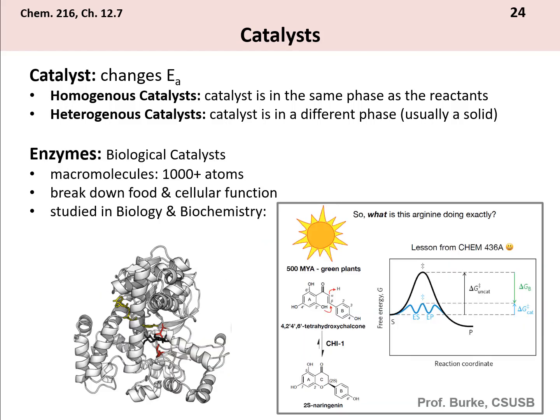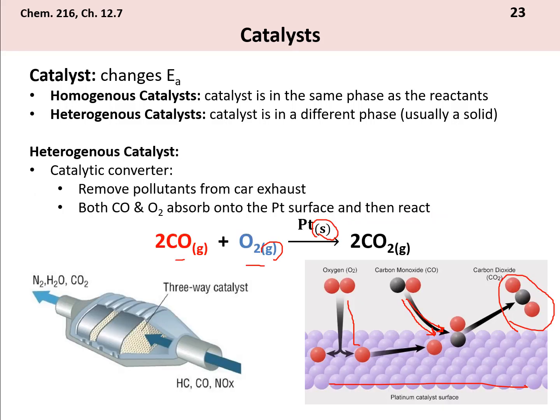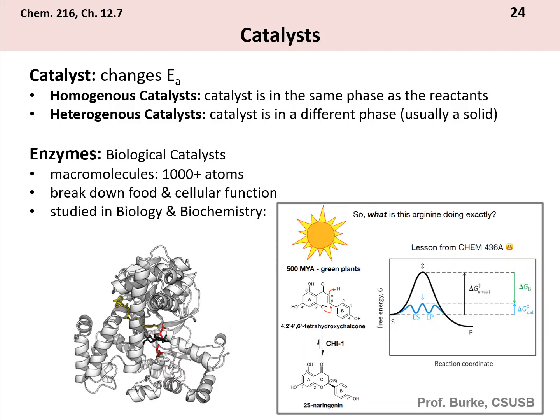All right, there's one other term we should know for catalysts, and that is something called enzymes. Enzymes are biological catalysts. These are what we call macromolecules. It's thousands and thousands of atoms, right? So when we think of platinum, that's one atom. O2 is 2 atoms. CO2 is 3 atoms. Well, if I have 1,000 atoms, I can get into something like an enzyme, right?